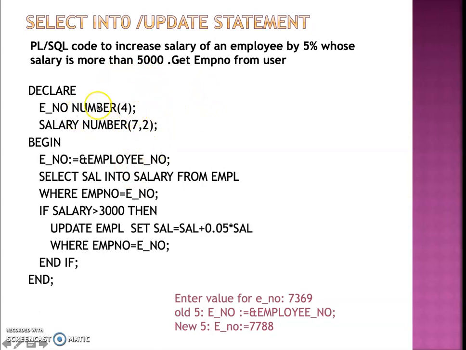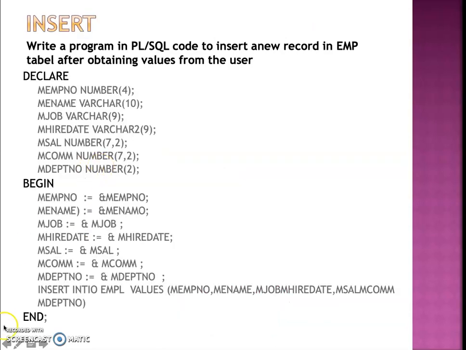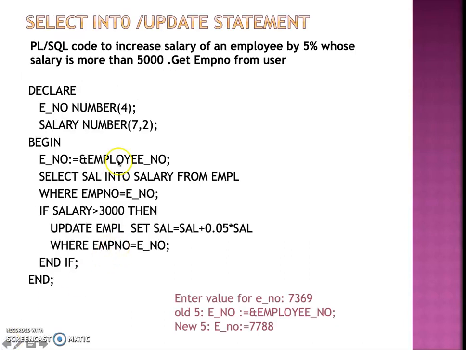In the declare statement, we put up the variables, then begin the program and end the program. This is the block inside which you will have to write the various statements. So this is the first statement where ampersand is used. This is used to accept the employee number from the user during runtime.